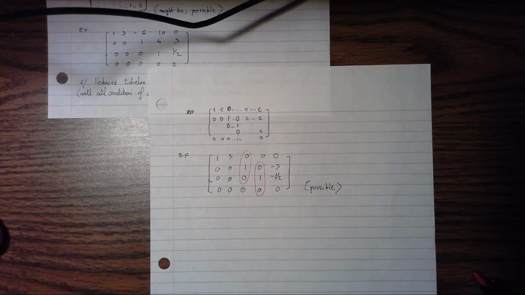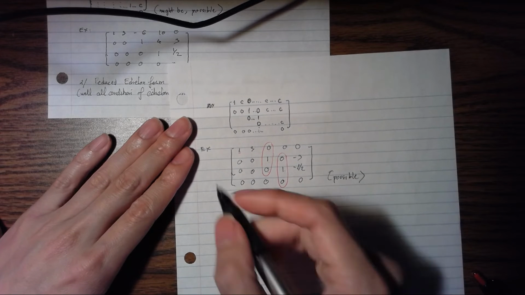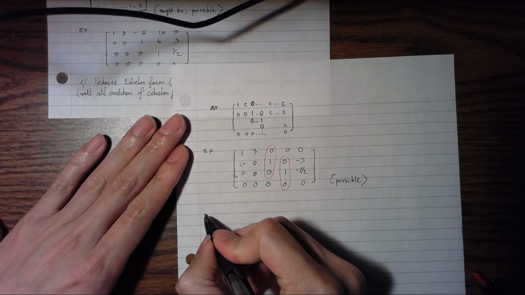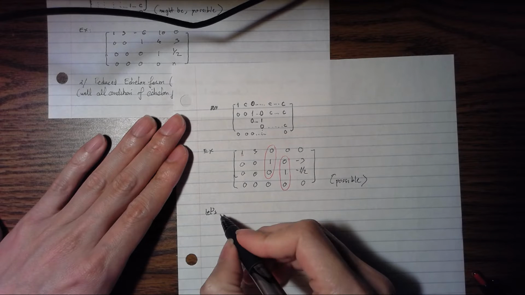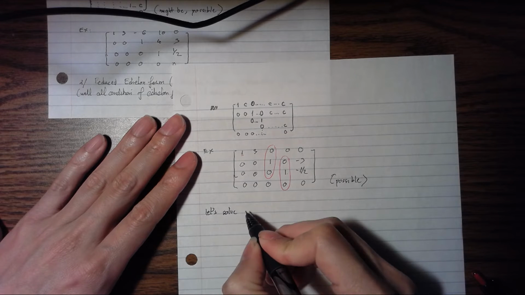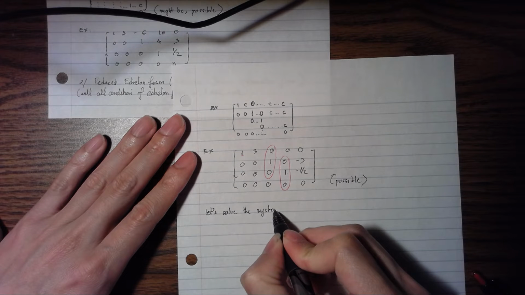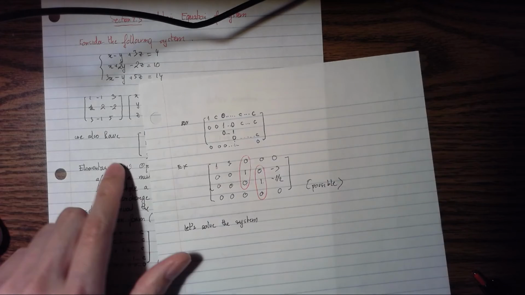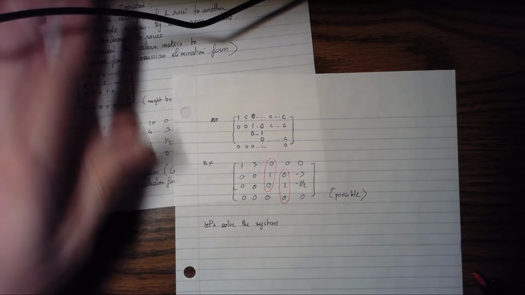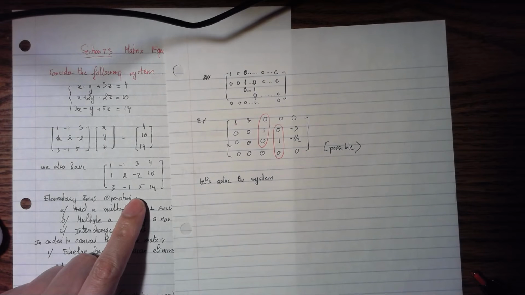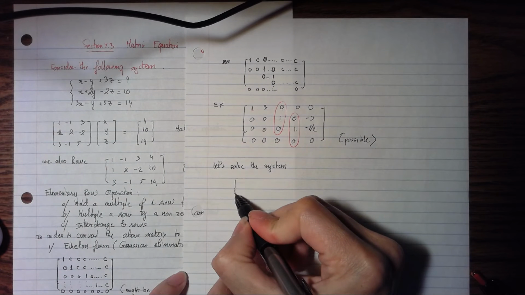All right. Now, after you know what echelon form and reduced echelon form look like, let's solve a system by doing row operations, and we try to convert that matrix to echelon form. So I'm going to give you an example of solving the system with echelon form. All right, so let's solve the system right here. I'm just going to rewrite the matrix.